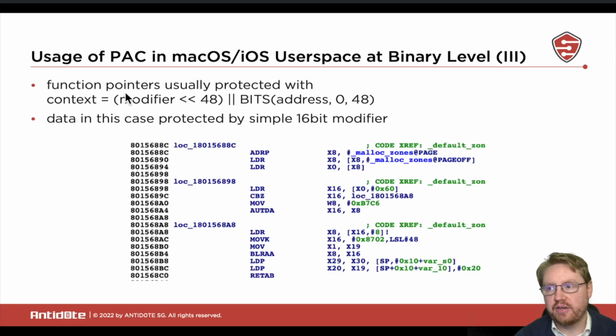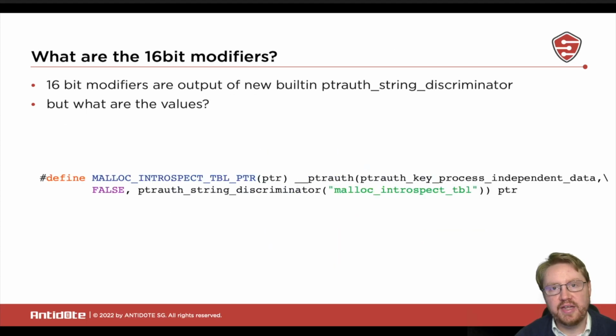So the big question, of course, is also what is this modifier, because we see hard-coded values here. And because that's the big question mark, I actually set out to find out what this is. And as you can see here, when you look at the code, the 16-bit modifiers actually come from this built-in of the compiler, which is __builtin_ptrauth_string_discriminator. And in this case, the string discriminator is "malloc_introspect_table". So, but what are these values? Where do they come from?